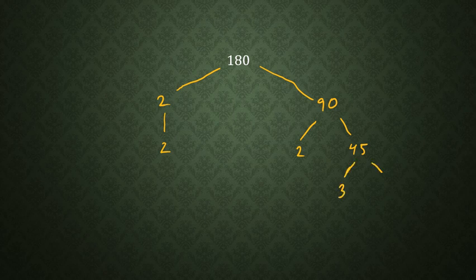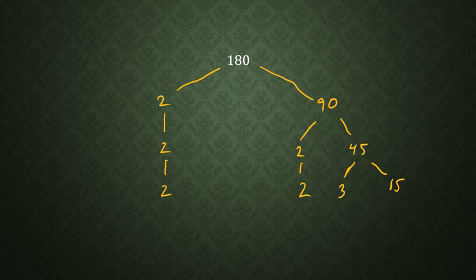When I do that, I get 15. Carrying these prime numbers down. 2 and 2 and 3 are prime numbers.